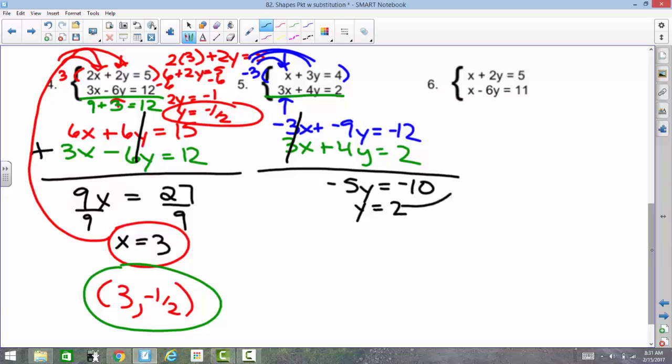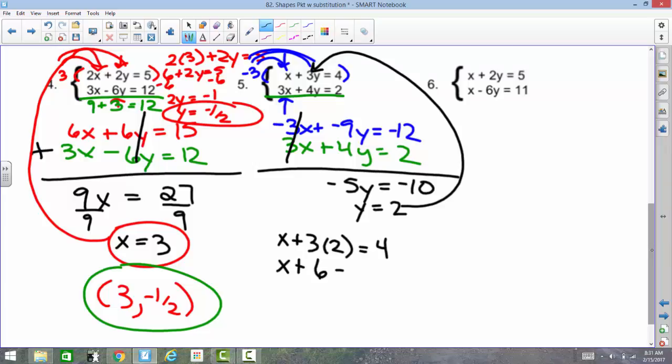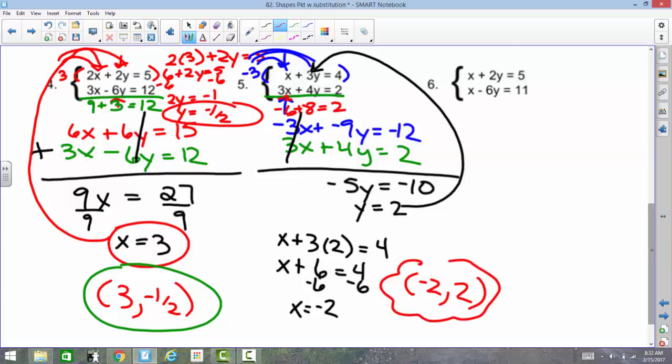Then you're going to plug that back into the initial. x plus 3 times 2 equals 4. x plus 6 equals 4. Subtract 6. So x equals negative 2. So the ordered pair solution looks like it's 2, negative 2. You can check with the bottom equation. 3 times negative 2 is negative 6. 4 times 2 is 8. Is negative 6 plus 8 2? Yep. So you know you're right.